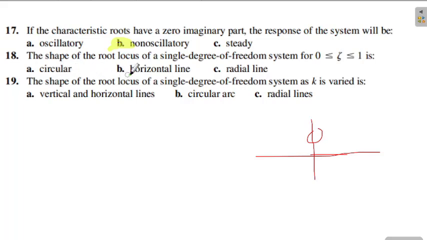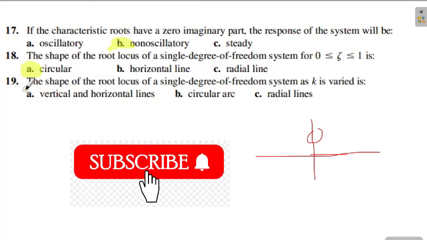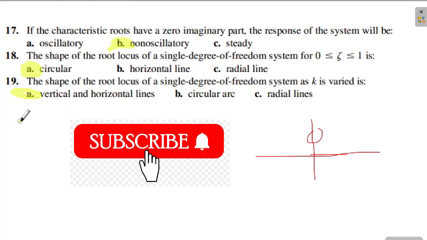The shape of the root locus of a single degree of freedom system for zeta between 0 and 1 is, so the option is circular. Last MCQ of today's video is the shape of the root locus of a single degree of freedom system for zeta equal to 1, the correct option is option A, vertical and horizontal lines.